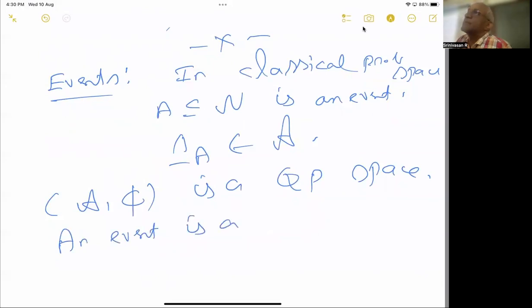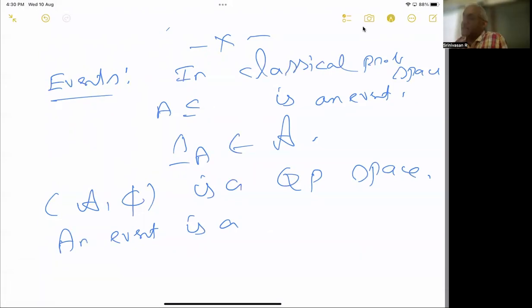In a classical probability space, isn't an event an element of the script F? Yes, the algebra of events. Correct. But I am taking, since omega is finite, all subsets. Okay, maybe I will write that. You are right, that's what I said.